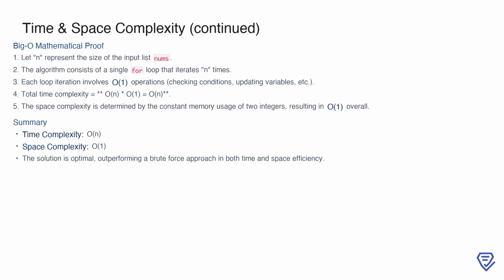Let's solidify our understanding with a mathematical proof. The input list, nums, has a size of n. The algorithm consists of a single for loop that iterates n times. Within each iteration, constant time operations such as condition checks and variable updates are performed. This gives us O(n) iterations multiplied by O(1) operations per iteration, resulting in a total time complexity of O(n). As for space complexity, we only use two integer variables throughout, which requires constant memory. Therefore, the space complexity is O(1).